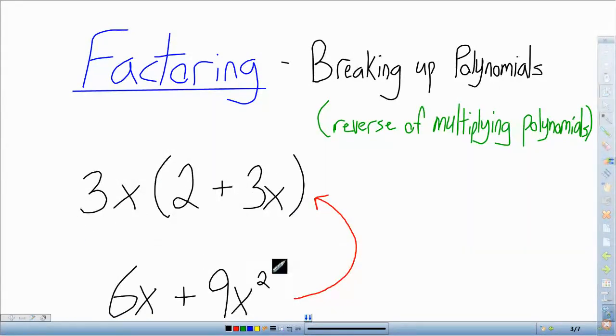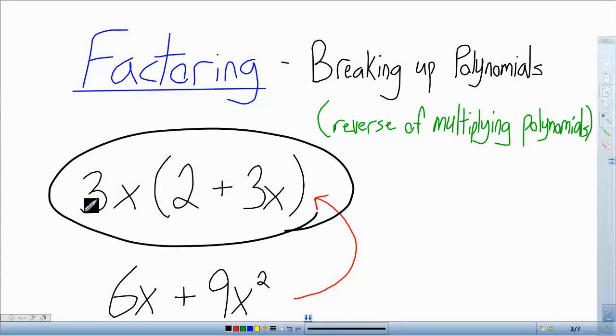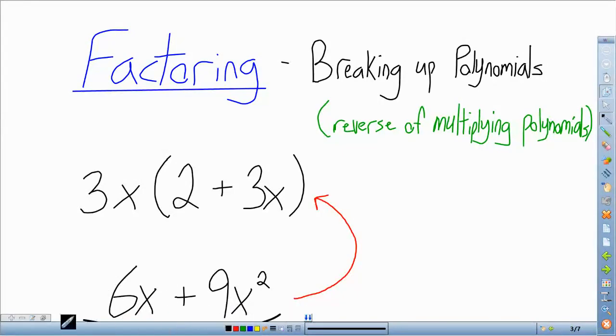But what I want to show you is that normally in the past, we had problems like this, and they would ask us to multiply together. We would distribute the 3x and we would get this 6x plus 9x squared. What we're doing when we're factoring is we're starting here and going in reverse. We're breaking apart the polynomial. So it's literally the reverse of multiplication, which is a little weird, but that technically is what's going on here. So I just wanted you to realize that we're starting here now and we're breaking things apart.